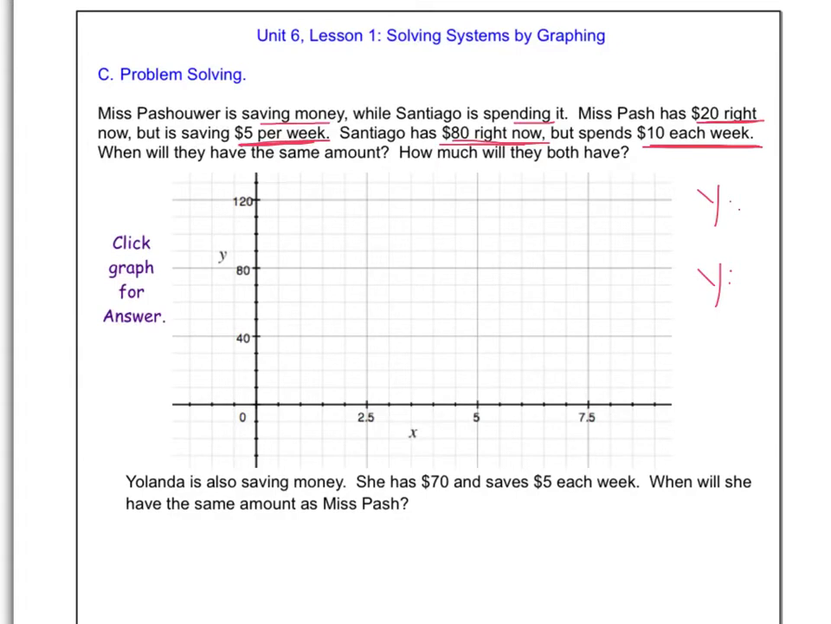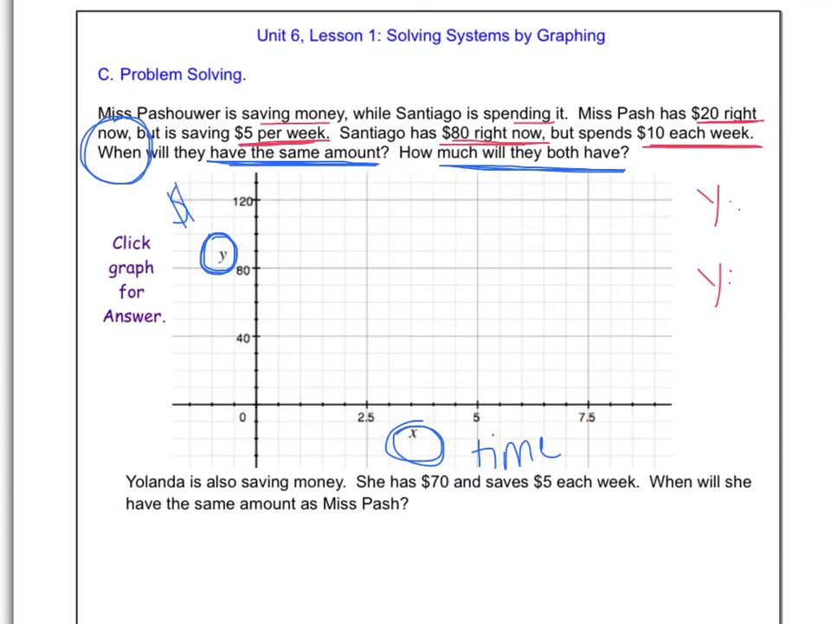And the question is, when are we going to have the same amount? When are we going to overlap? What is our point of intersection? When will that happen? Well, you got to figure out what's x. Is x time or is x money? How much money will we have? Well, is the y value time or is the y value money? All right, so hopefully you understand that time in which I'm spending is going to determine my money. And I want you to graph them. Okay, I want you to graph them.